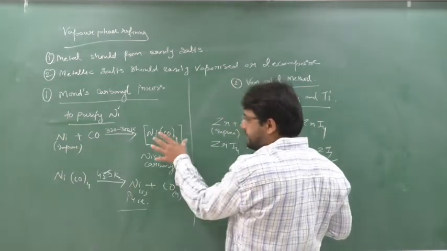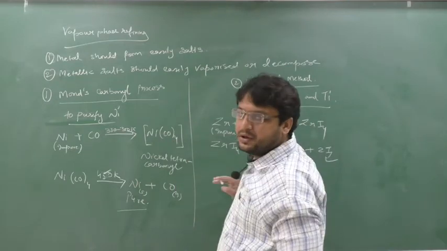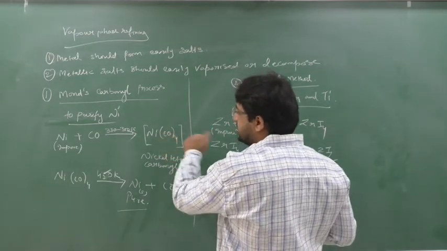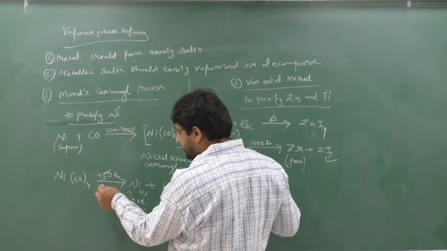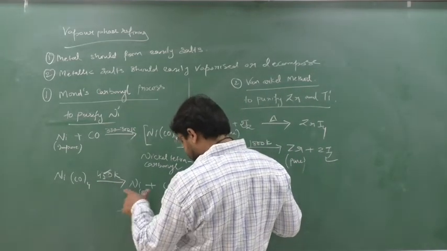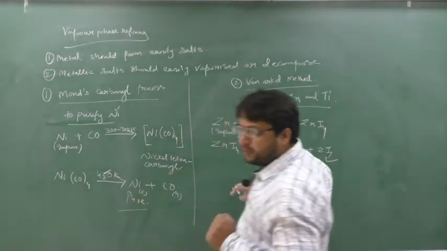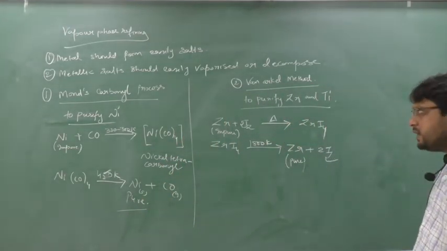So here the complex is formed of nickel, but I need nickel. So I have to remove carbon monoxide from the complex which is generated. So again I am heating this. When I heat this at 450 to 430 Kelvin, I will obtain nickel plus carbon monoxide, and that nickel is in pure form.